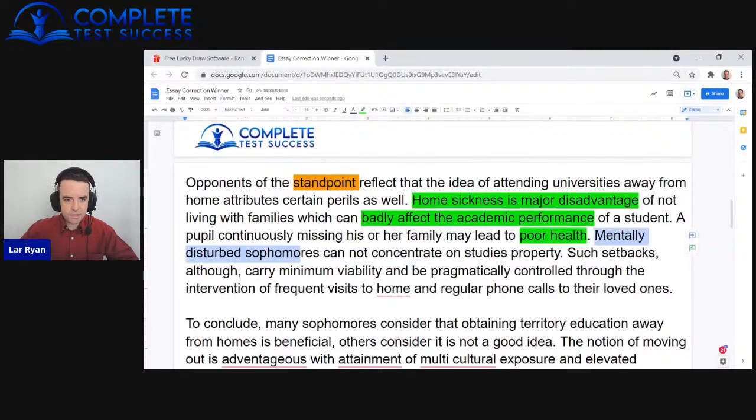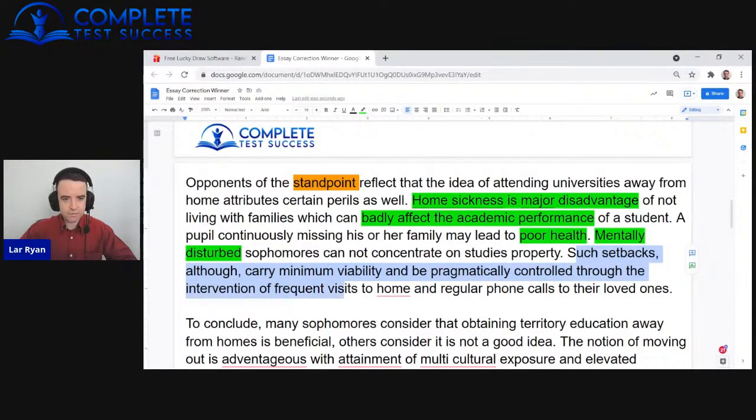Mentally disturbed sophomores cannot concentrate on studies properly. That's a spelling mistake on properly. But why are they mentally disturbed? Is it because they're not living at home? That's not clear. Was this a condition that they had all their lives? Or is this a condition that they developed because they were not living with their families? Such setbacks, although carry minimum viability, and again, vocab here is just very inaccurate, very inaccurate.